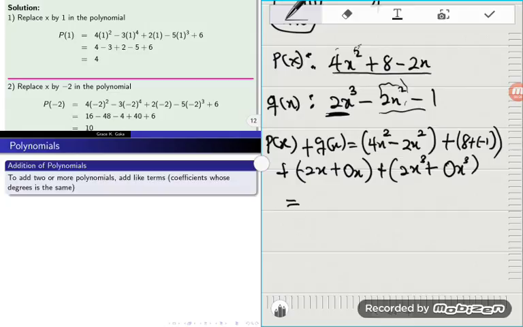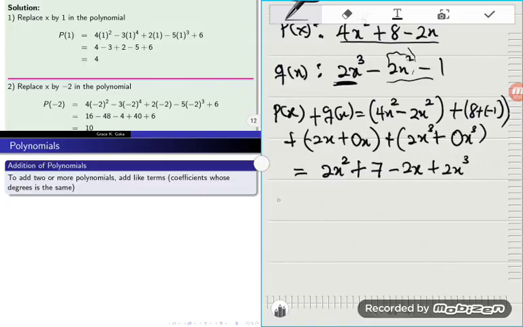Okay, so simplifying this, we have 4x squared minus 2x squared, which will give us 2x squared, plus 8 plus negative 1 will give us 7, minus 2x plus 0x will give us minus 2x, then 2x cubed plus 0x cubed will give us plus 2x cubed.